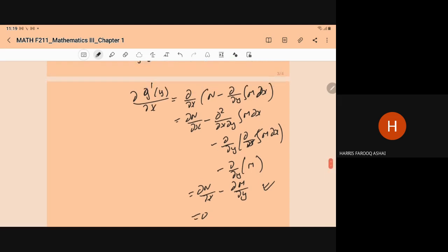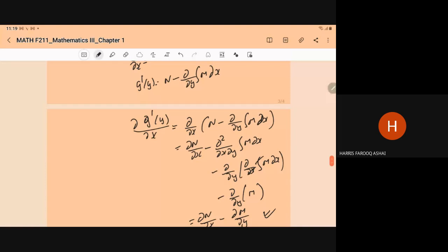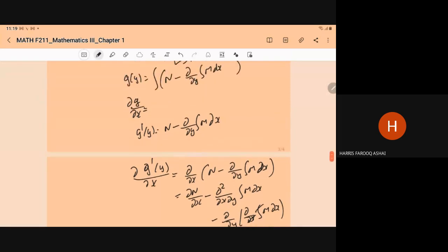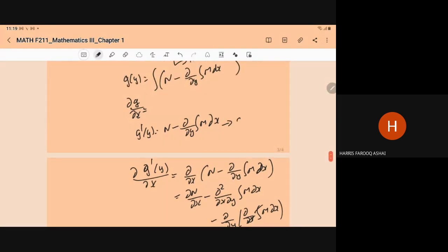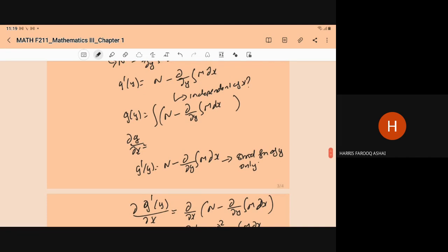So if by differentiating with respect to x it is 0, this implies that it is a strict function of y only. There are no terms of x. So when there are no terms of x, g(y) will be the integral with respect to y of this. So g(y) is equal to this, the integral of this with respect to y.